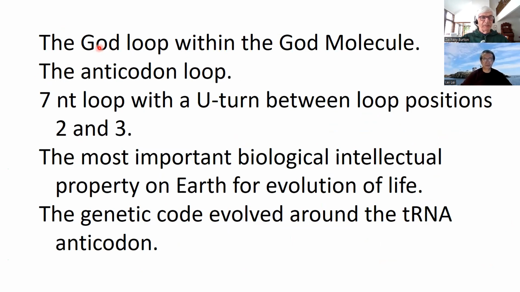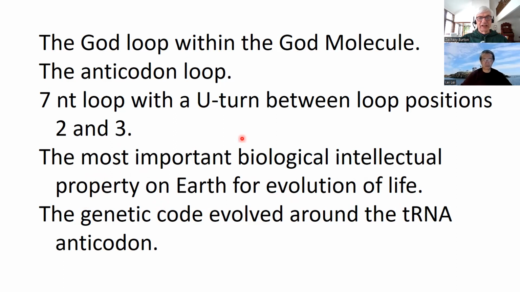So we've spoken about the God loop within the God molecule. Okay, so we're using God metaphorically here as the force that creates life on Earth. And the God loop is the anticodon loop. The anticodon loop is particularly important. It's a 7 nucleotide loop with a U-turn separating loop positions 2 and 3. It's the most important biological intellectual property on Earth for evolution of life.